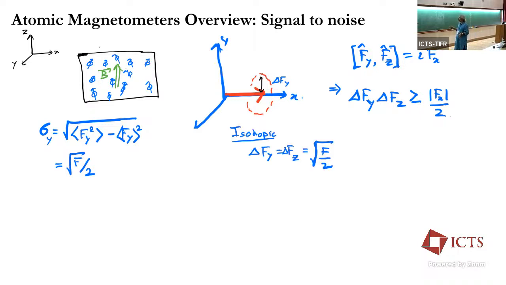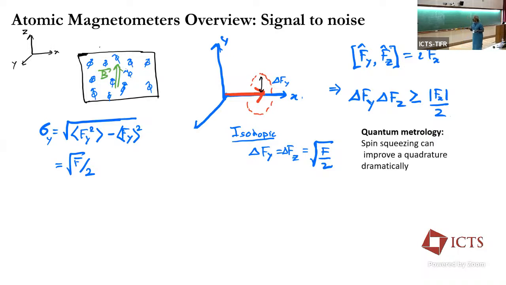So there's a cloud around the spin, because Fy and Fz are uncertain. If this cloud is isotropic, which is the case for the coherent spin states I was showing, with isotropic fluctuations, then both are equal, and this is square root of F over 2. And remember that the signal was still going as F. So you might say F goes as the number of atoms, so 10 to the power 6. So the noise is 10 to the power 3, a large number, but your signal is still going as 10 to the power 6.